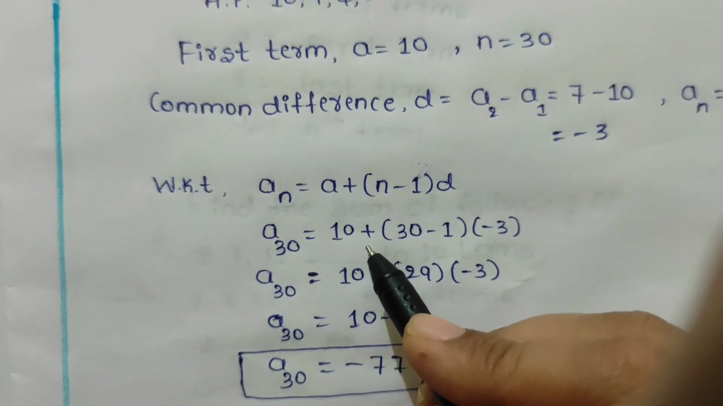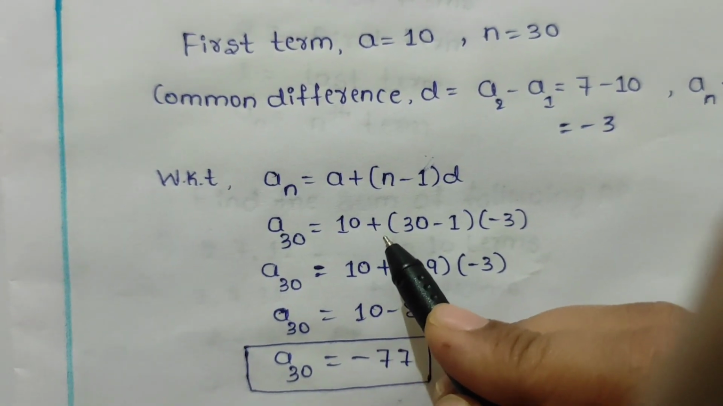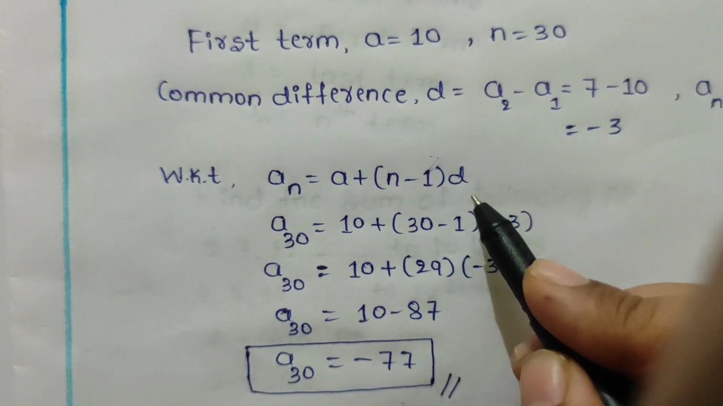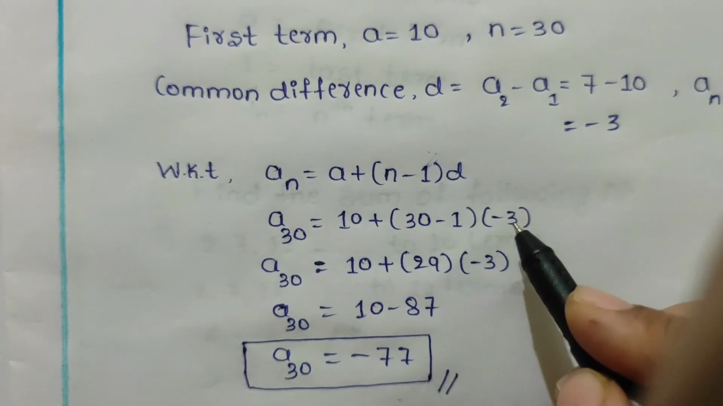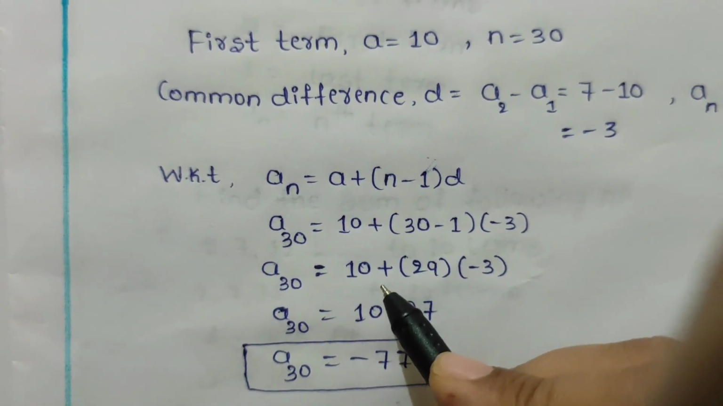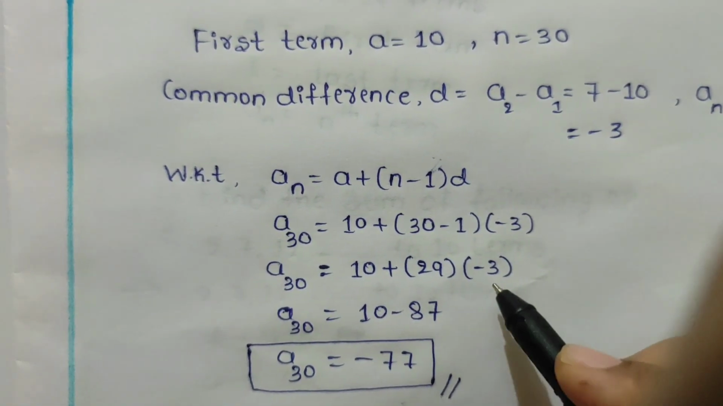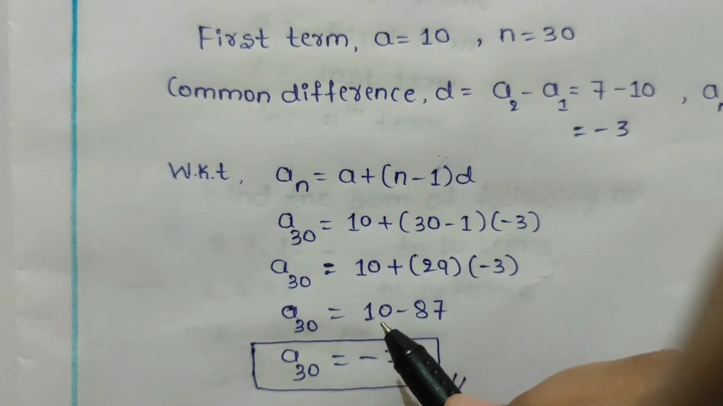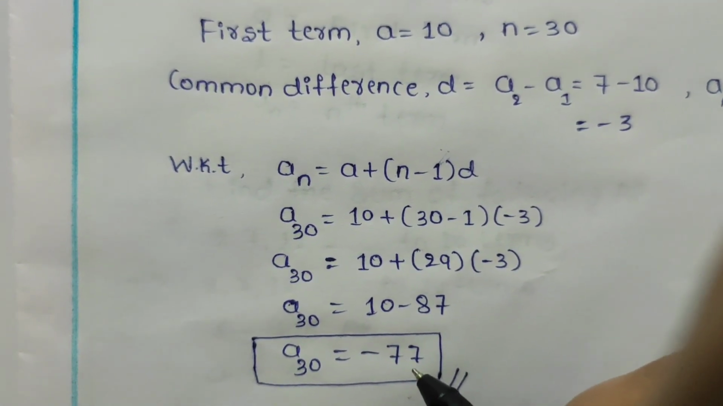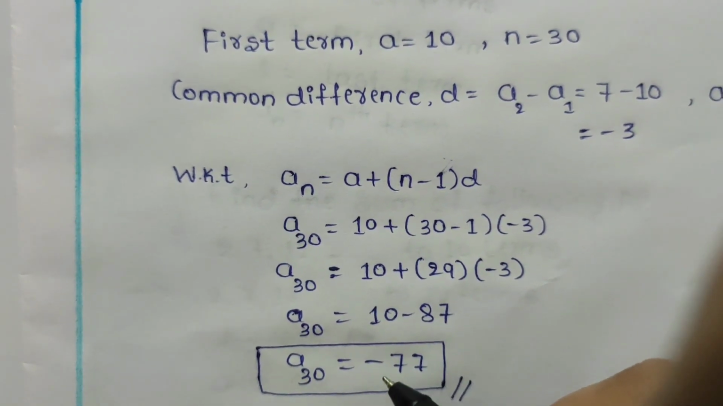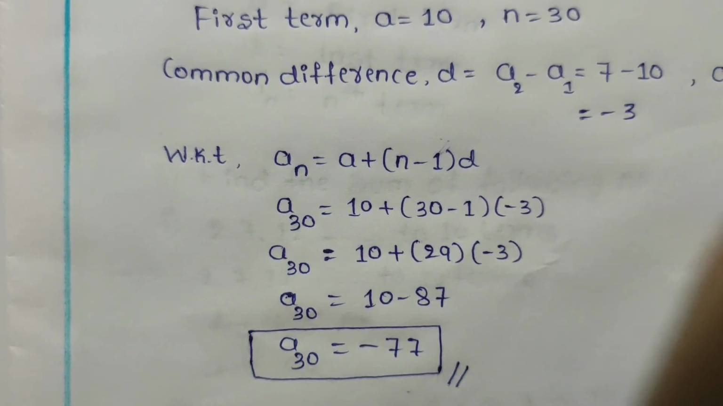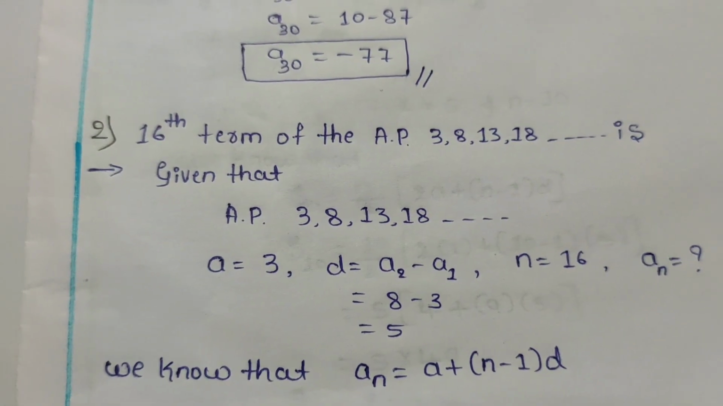a30 is equal to a, which is 10, plus n minus 1, where n is 30, so 30 minus 1, times d, where d is the common difference, which is minus 3. a30 is equal to 10 plus 29 times minus 3. a30 is equal to 10 minus 87, which is equal to minus 77. The 30th term of the AP series is minus 77. This is our final answer. Let's see another example.